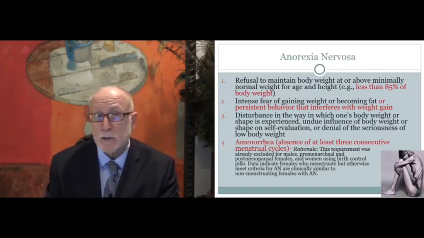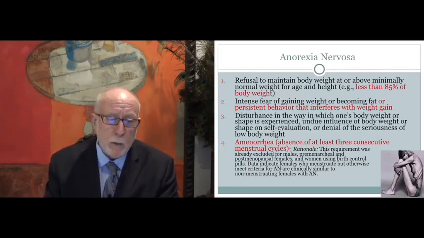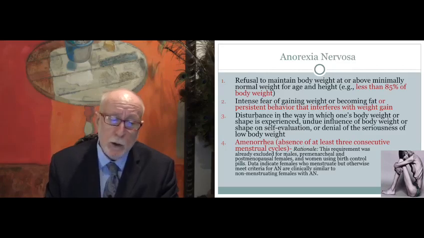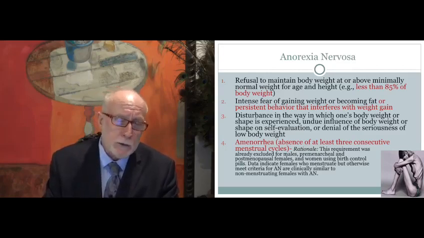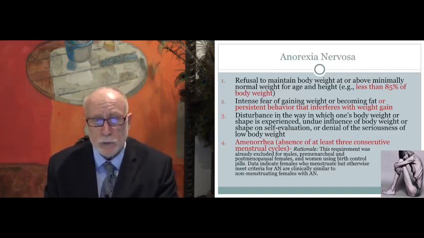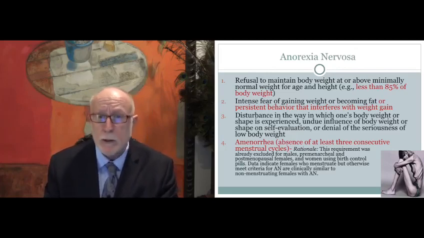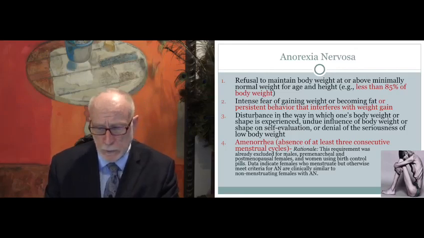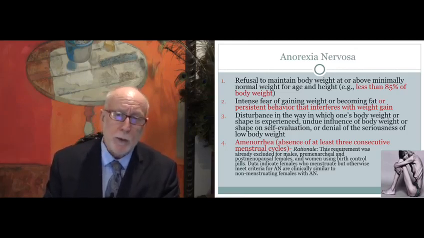The third criterion is a disturbance in the way in which the body weight or shape is experienced. It's a body image distortion and undue influence of body weight or shape on self-evaluation, or a denial of the seriousness of low body weight. And of course, you see this all the time in anorexia. You see an individual who is absolutely as thin as a broomstick, but he or she sees themselves as fat, overweight, having a paunch, is flabby. And feels like they need to lose just a few more pounds.